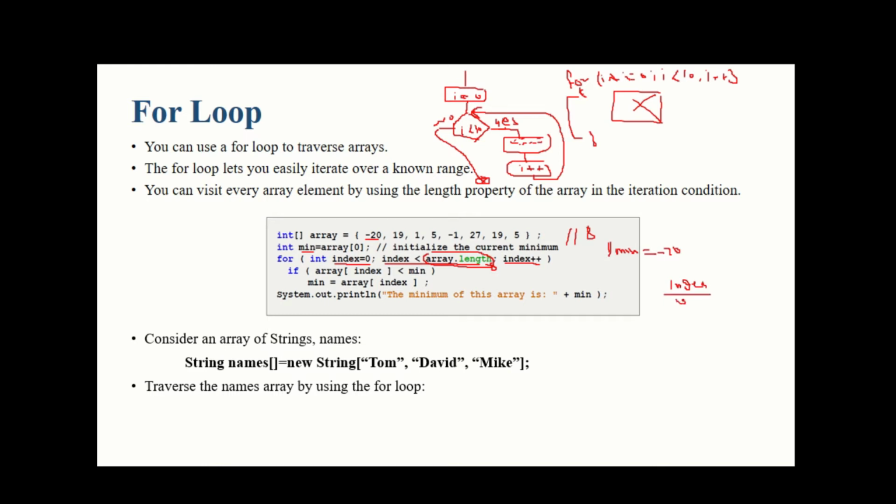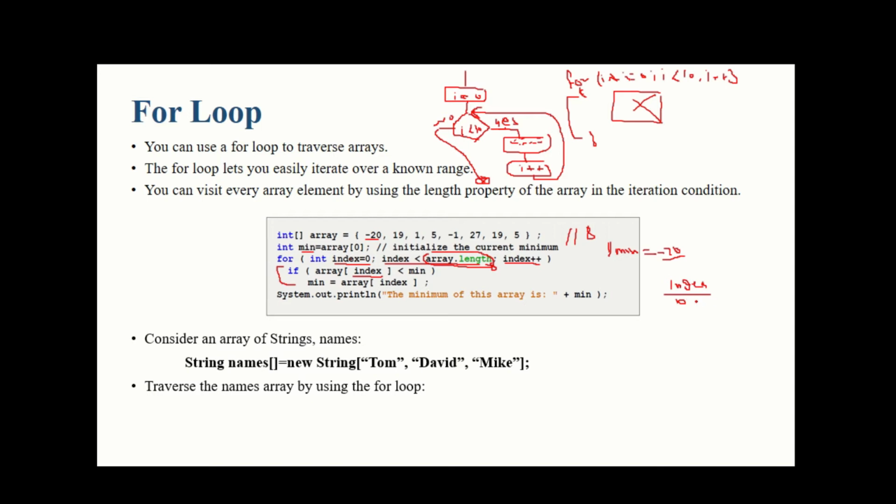Index will be 0, and then we start. If array[index] is less than minimum, this is how to find the minimum number. Is array[0] less than minimum? Minimum is minus 20, because we said here min equals array[0]. It is not less, so we do the same. Otherwise you say min equals array[index], and then you continue. It's just one statement. This is the for loop.